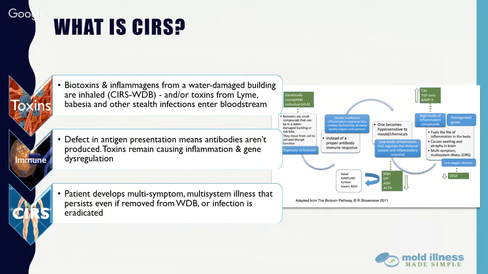And going back to this diagram again, what we've said, if you look on the right side of this page, is that instead of mounting a proper immune response against the biotoxins, which can be from the Lyme organisms, the Borrelia organisms, one gets a chaotic and ineffective inflammatory response, which creates dysfunction of a wide variety of body organs and systems. So it's a widespread bodily dysfunction syndrome.